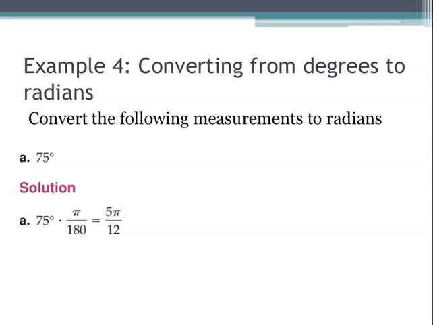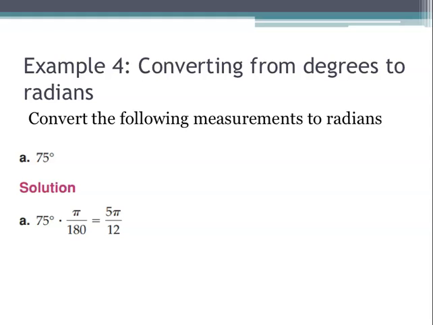So for example, 75, we're going to multiply by pi over 180, because we're going from degrees to radians. And all you want to do is simplify the 75 over 180 as a fraction in simplest terms. So that would be 5 over 12, and then put the pi in the numerator. So 5 pi over 12.